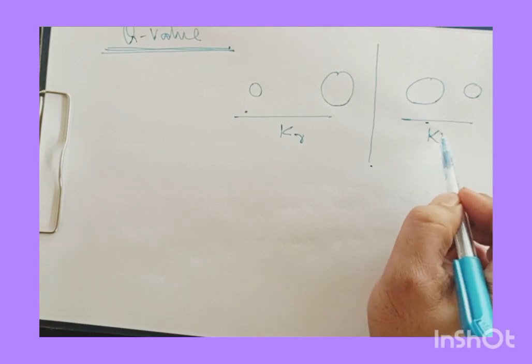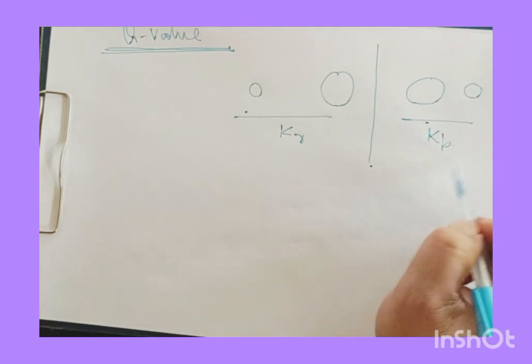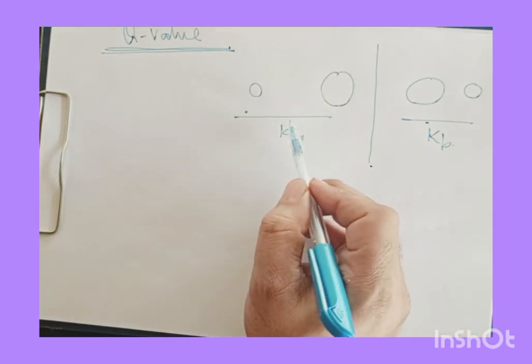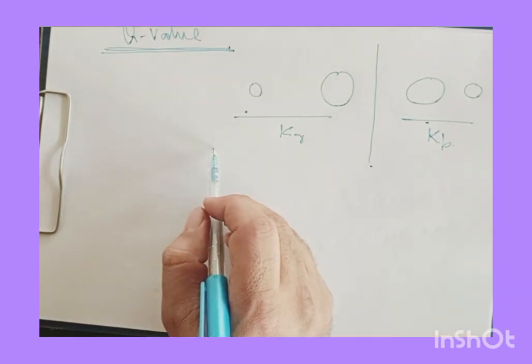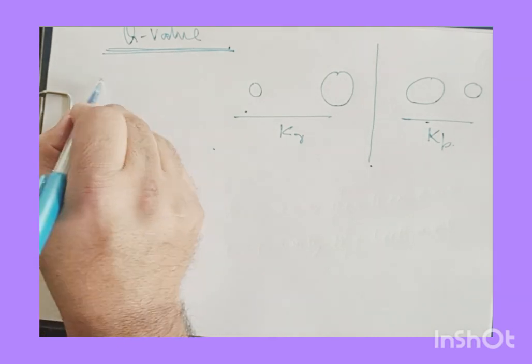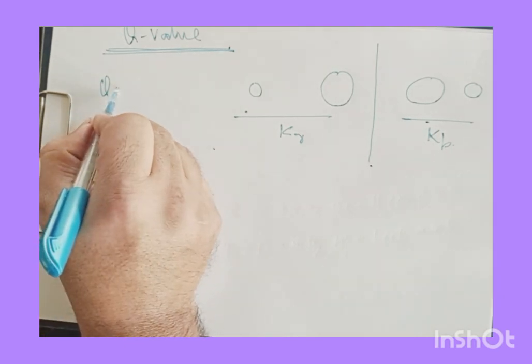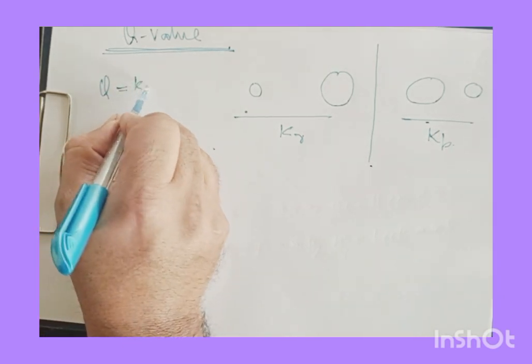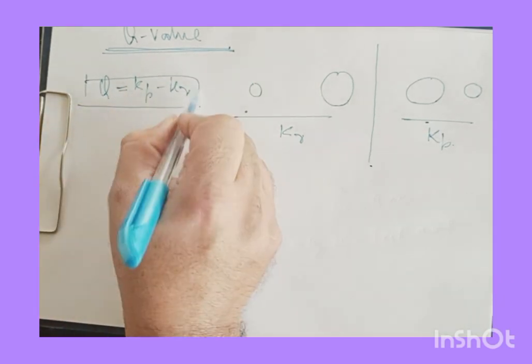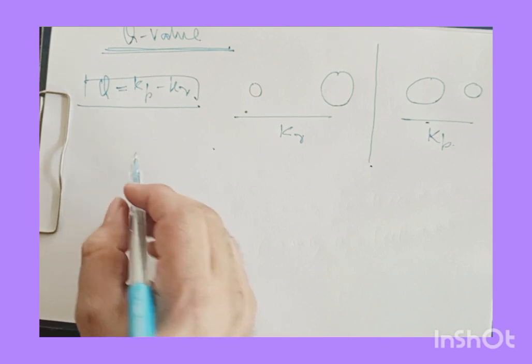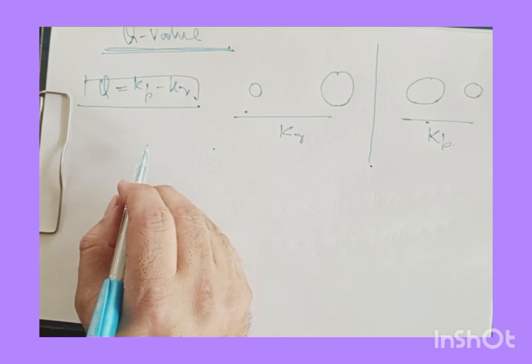So if we have Kp as the kinetic energy of products and Kr as the kinetic energy of reactants, the difference of the two will give us the Q value. So I can write Q is basically K products minus K reactants. As simple as that. And we can also define this Q value in terms of mass.